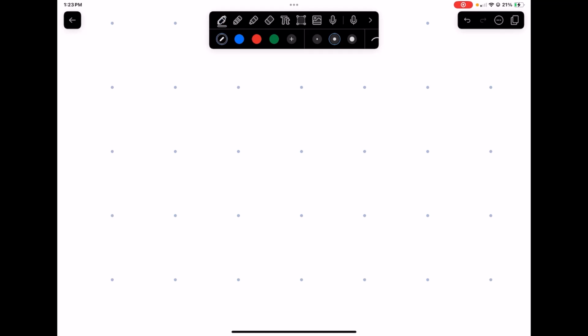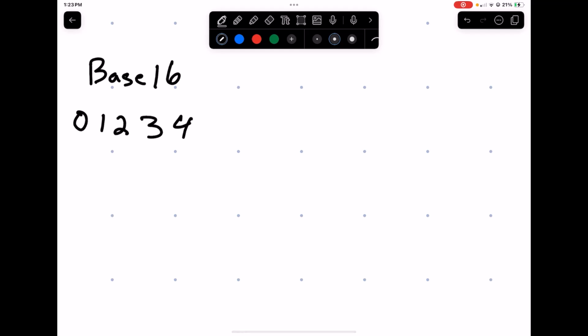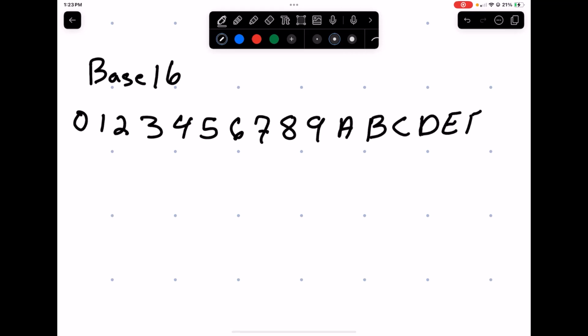Today we're going to talk about hex, hexadecimal, which is base 16. So here we go. So here's the values: 0, 1, 2, 3, 4, 5, 6, 7, 8, 9, A, B, C, D, E, F.